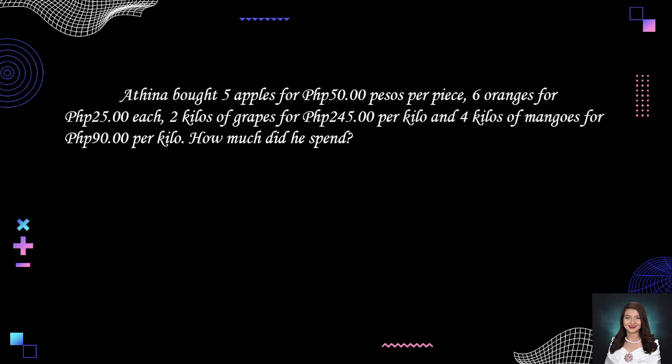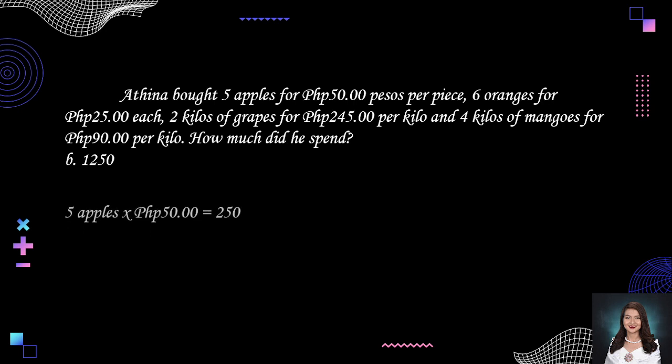Next one is Athena bought 5 apples for 50 pesos per piece, 6 oranges for 25 each, 2 kilos of grapes for 245 per kilo, and 4 kilos of mangoes for 90 pesos per kilo. How much did she pay? The answer here is 1,200. We're going to identify what is given in the information, the known data or values, and what is unknown and to be solved as required by the problem.